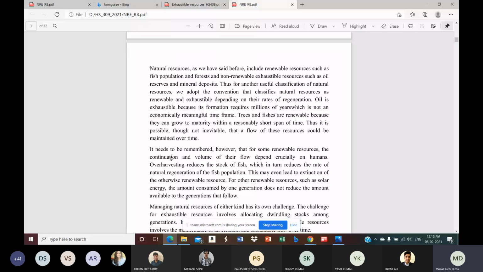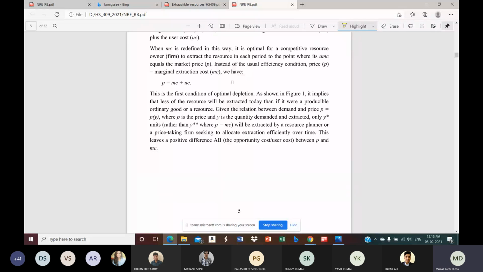Okay, I was talking about this equation. P is equal to MC plus UC. So we discussed this one. Actually, this is a modified one. This P is equal to MC plus UC gives us the optimal amount of resource which can be utilized. Where UC is the user cost, or in essence you can say opportunity cost.